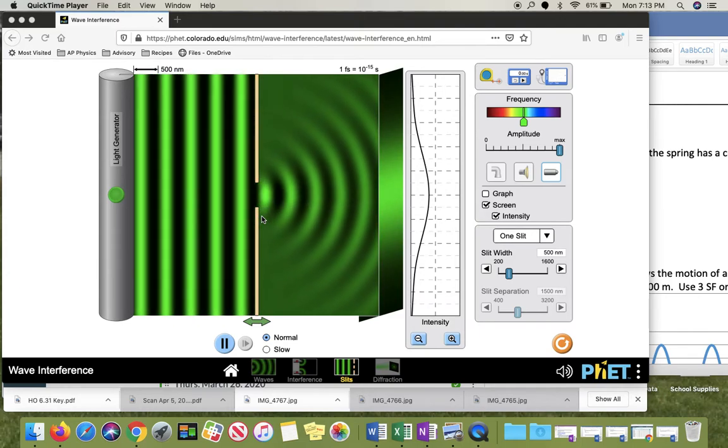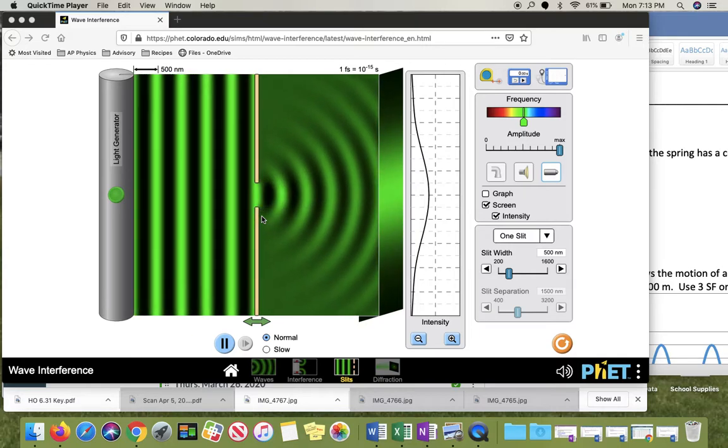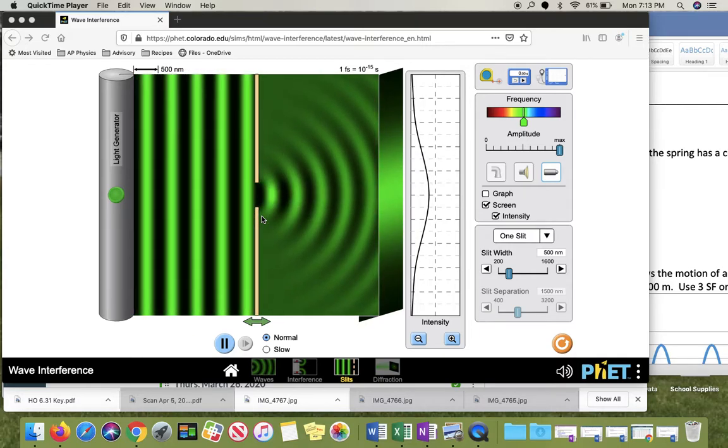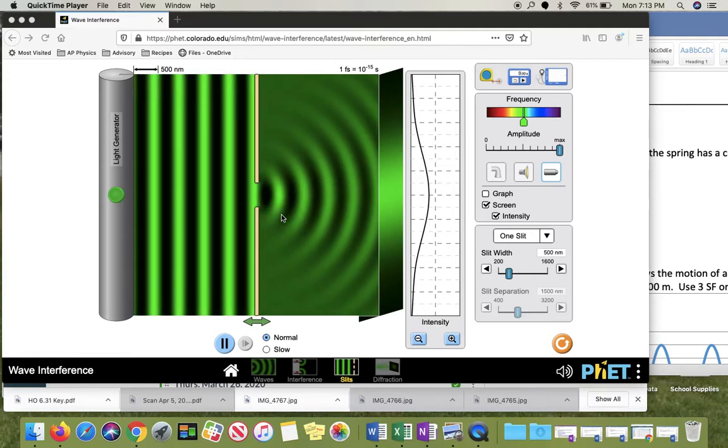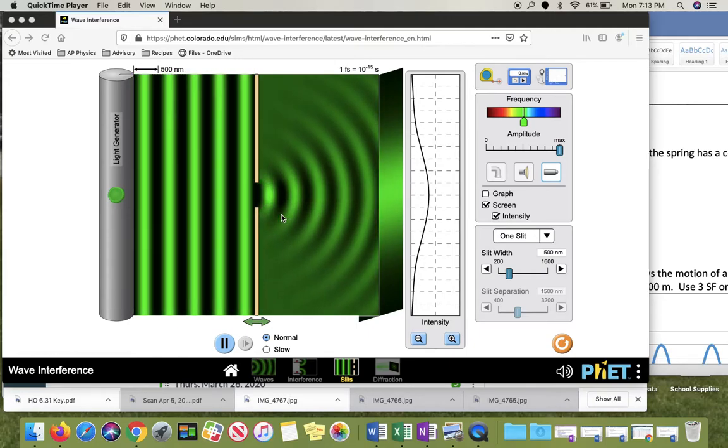I've been trying to get this simulation to work. I've opened it in Firefox this time instead of Chrome. Hopefully, it won't make my computer freeze like it has the last 5 times I've done this. So, anyway, here we go.